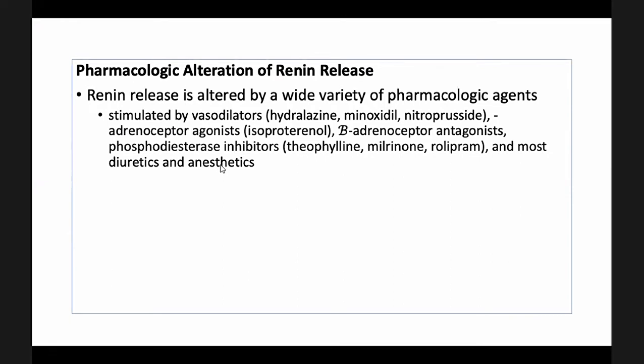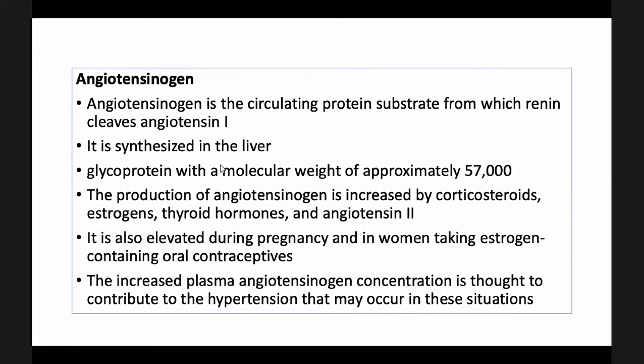There are some agents that may alter the release of renin. Renin release is altered by agents like hydralazine, minoxidil, or nitroprusside, which are vasodilators. It may also be altered by adrenoceptor agonists like beta adrenoceptor agonists, as well as phosphodiesterase inhibitors, and most diuretics and anesthetics.